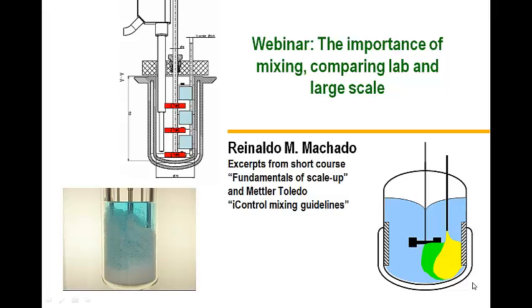Hello. Today we're going to talk about the importance of mixing and comparing some lab and large-scale equipment, and specifically the use of the RC1 and various Mettler-Toledo products. This is really an excerpt from a short course, the Fundamentals of Scale-Up, which I give, and also the iControl mixing guidelines provided by Mettler-Toledo.